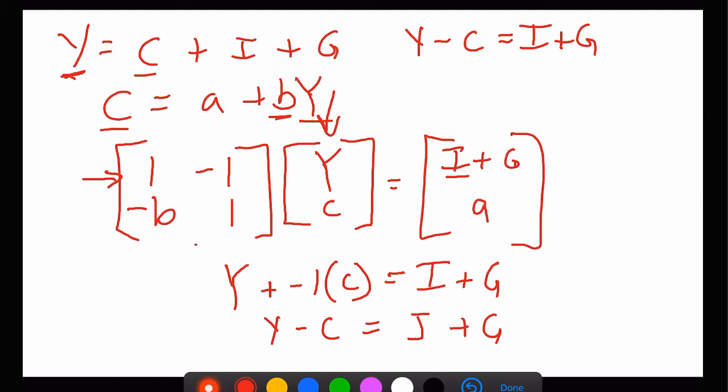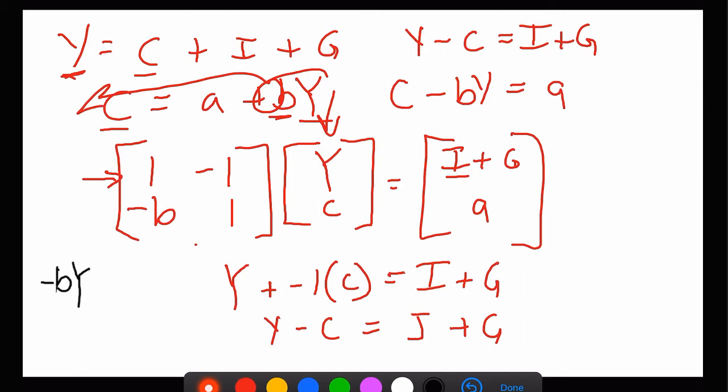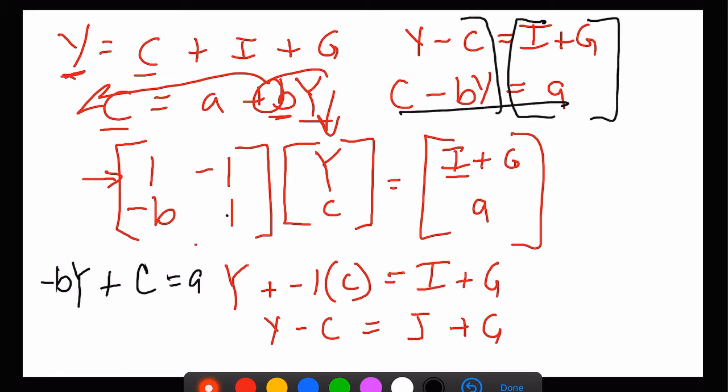Or we can take this equation and go c minus by equals a. Can we do that? Just algebra, right? Move this over to here. C minus by equals a. So I can take row times column, and I get minus by plus c, 1 times c, equals a. All I have to do is put the constants on one side and the variables on the other. Now, this should be minus by plus c kind of deal. Actually, yeah, you know what I mean.